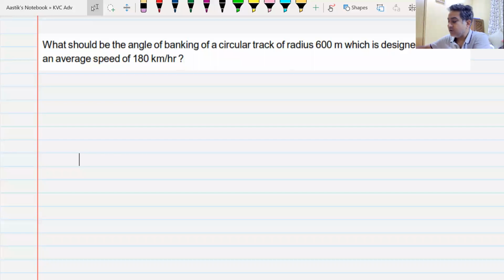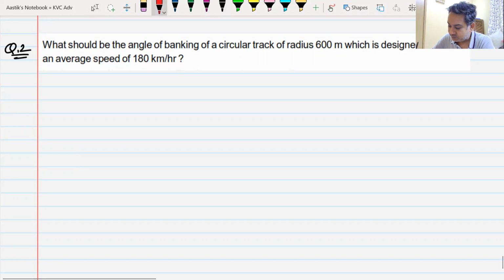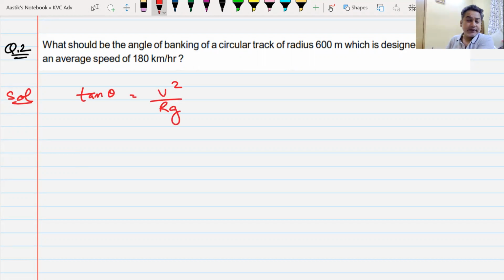Yes, my dear friends, how do you do this? It's as simple as putting in the formula, getting the answer, and staying happy. Yes or no? Yes, sir. So tan theta is simply equal to V square by RG. It is in kilometers per hour, so you have to change it into meters per second. Then you just put the values, get the answer, and stay happy. Okay? Yes, sir.